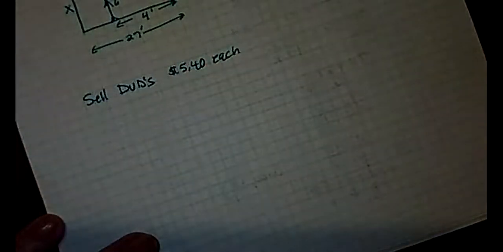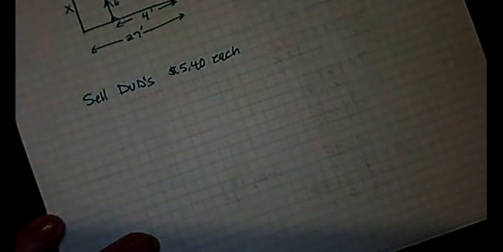All right, last problem. Oh, okay, I've got two more. Two more, hang in there. All right, here we go. A student's planning to produce and sell music DVDs. He's going to sell the DVDs for $5.40 each. That's how much he's going to sell them for.